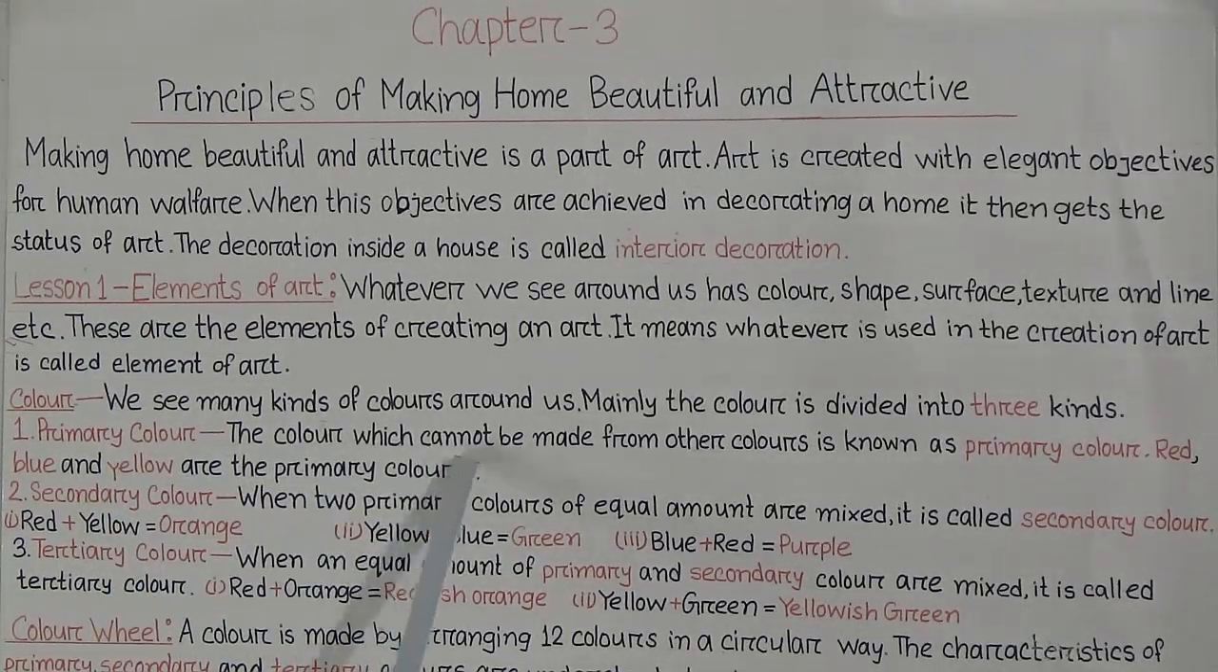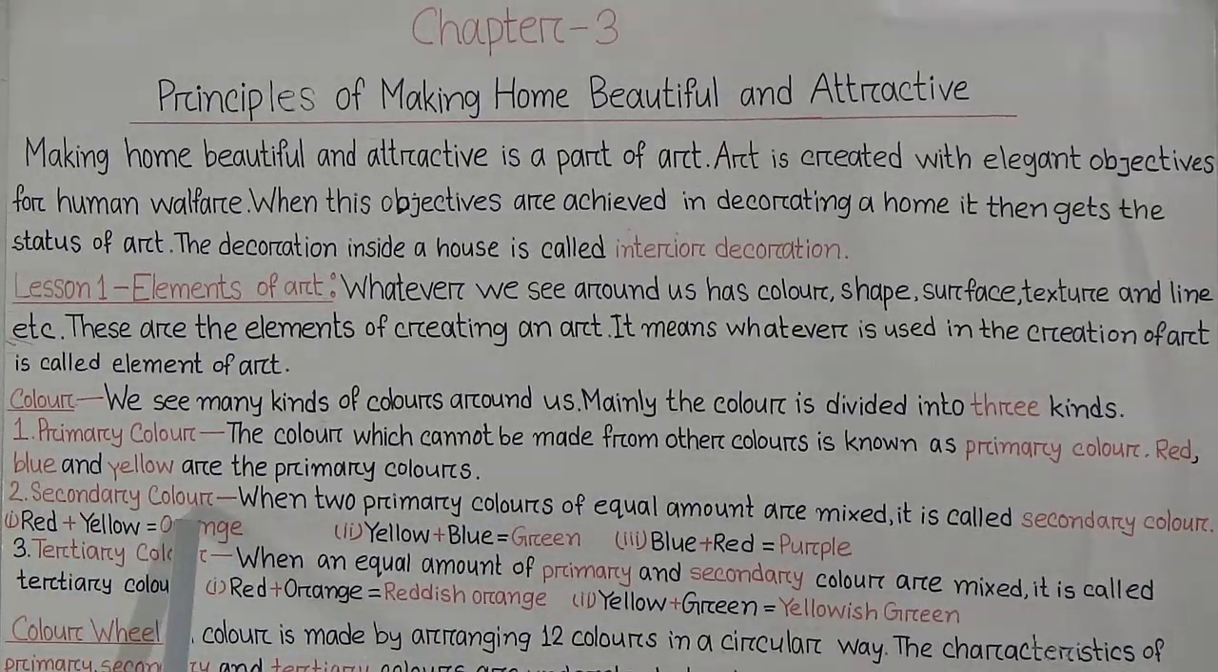The color which cannot be made from other colors is known as primary color. So what is primary color? The color which cannot be made from other colors is known as primary color. That means the basic color. Red, blue and yellow are the primary colors. Again the question arises, what are the primary colors? Keep in mind that red, blue and yellow, these three are primary colors.